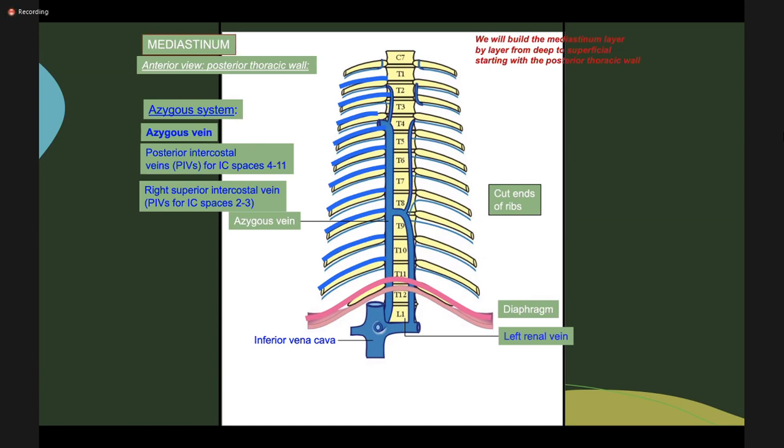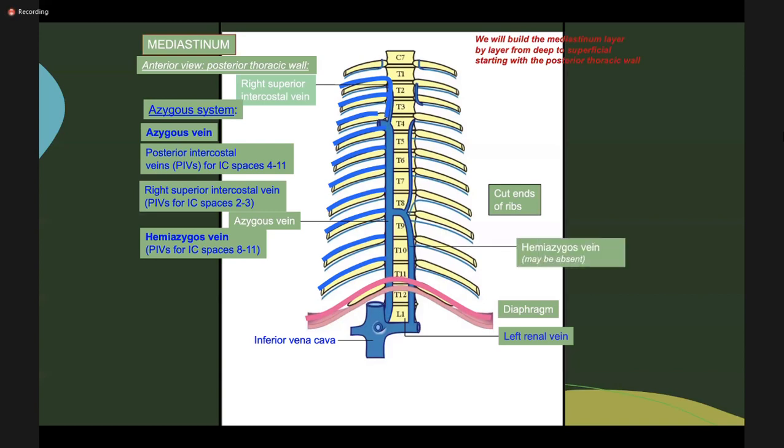Are we clear? Now, let's bring in hemiazygous. Where is that? This is the one, hemiazygous in the lower part. And look at it. On the left side, 11, 10, 9, 8 are going into hemiazygous. And hemiazygous is connected to azygous.